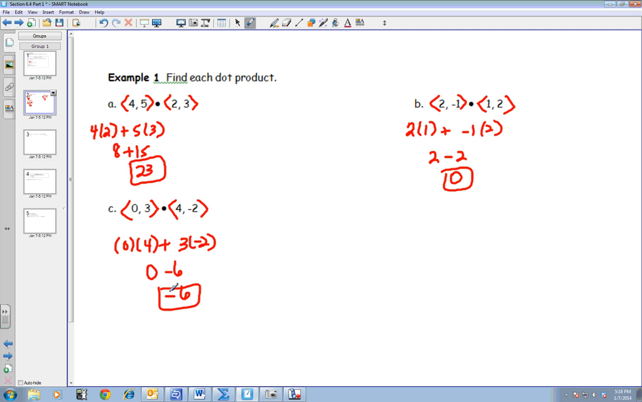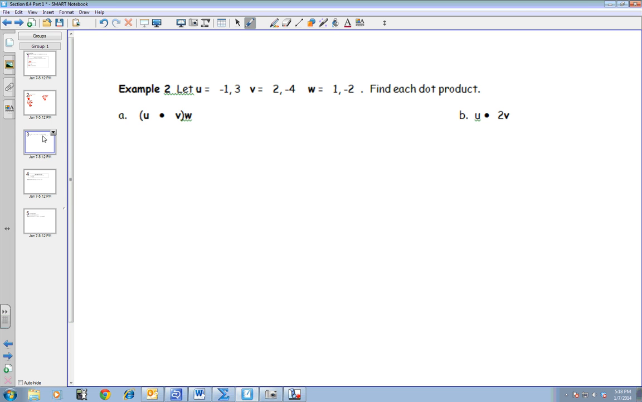Okay, so the dot product of two vectors is a scalar, which are these numbers. And the dot product can be positive, it can be 0, it can be negative. It doesn't matter. So let's look at the next thing.